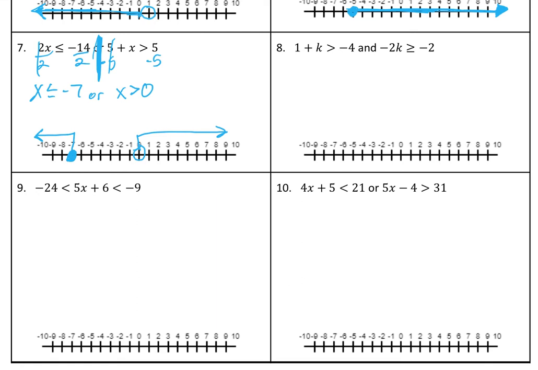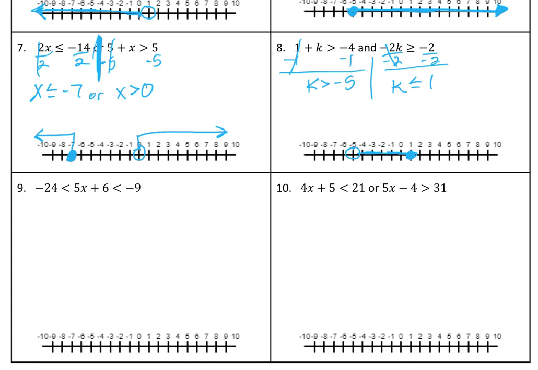Number 8 also looks pretty straightforward. Subtract 1, subtract 1. It is an and, so do you remember which way we shade and? Exactly. We shade and inside or between. Now this needs to flip because we're dividing by negative 2. So we're saying it's greater than negative 5, but not equal to. It's less than or equal to 1. So our answer is that k can be anything between negative 5 and 1, not including negative 5.